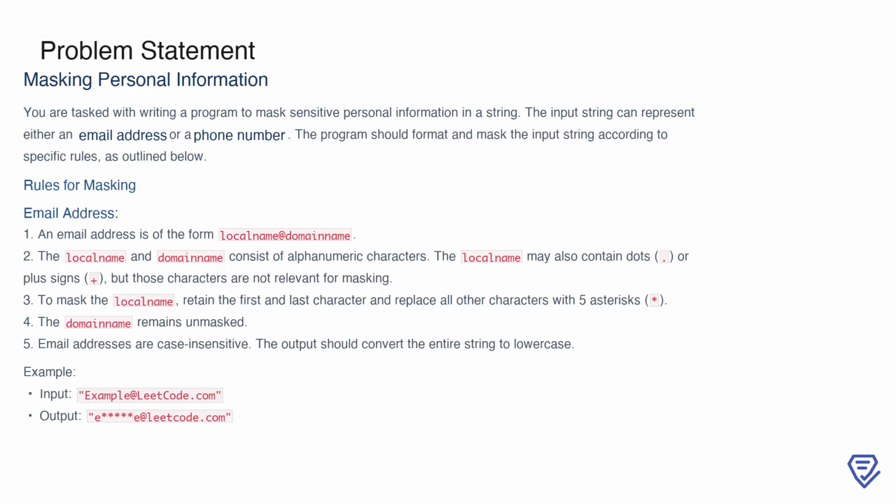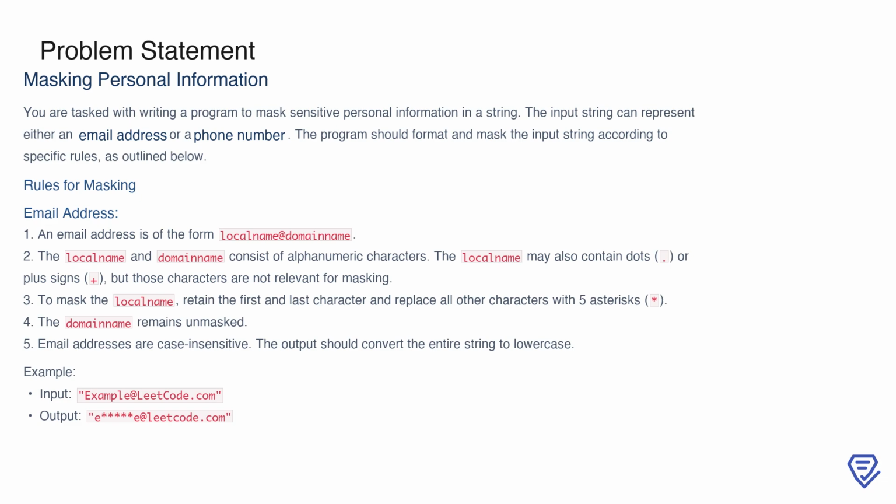An email address has two main parts, the local name and the domain name, separated by the @ symbol. While the domain name remains completely visible, the local name is partially masked. Specifically, we retain the first and last characters of the local name and replace all other characters in between with 5 asterisks. Additionally, the entire email address is converted to lowercase, and it's important to remember that masking is case-insensitive.